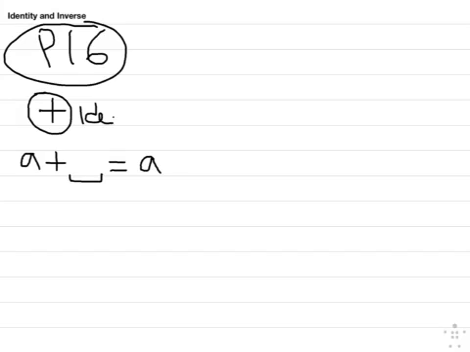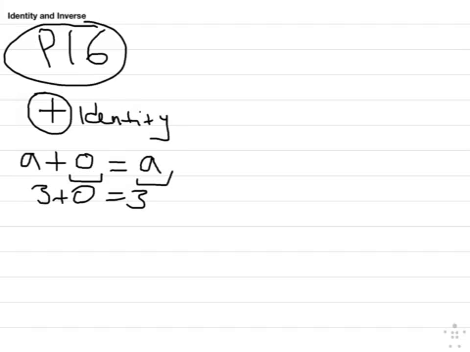I'll write that. Identity. It depends on the operation. With addition, we're adding 0. We're adding no things, and we get back to A again, right? So 3 plus 0, for example, is 3, or any number plus 0. So this would be the additive identity.